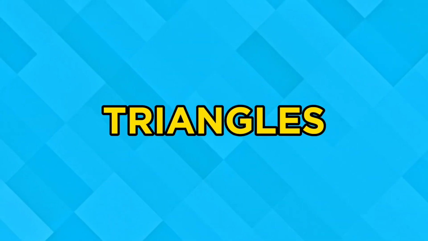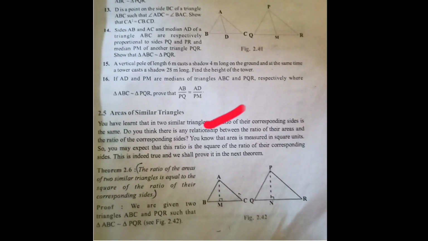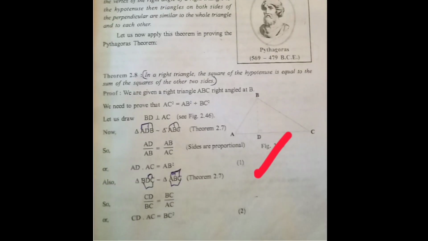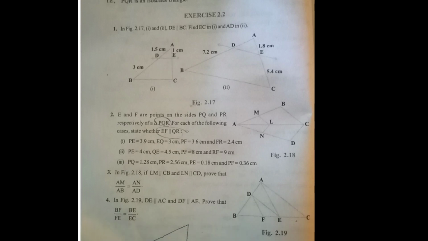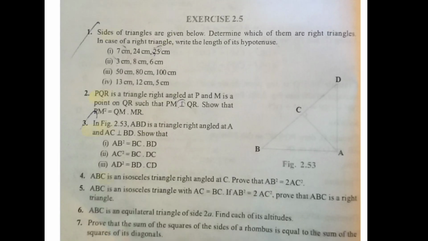The next lesson is the triangles lesson. From this chapter you study only Thales theorem, AA criteria theorem and the area of similar triangles theorem, and the last is the Pythagoras theorem. This is all about theorems, and for 1 mark you look at exercises 2.2 and 2.5. From exercise 2.5, the fourth and fifth questions may come for 2 marks.